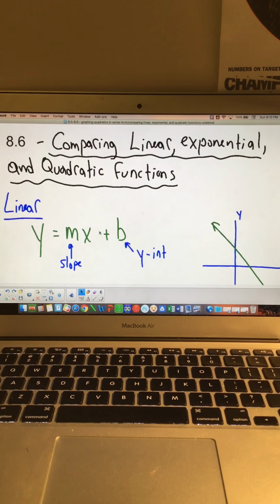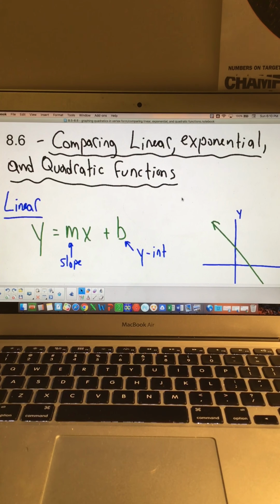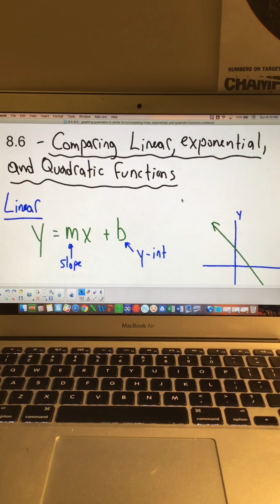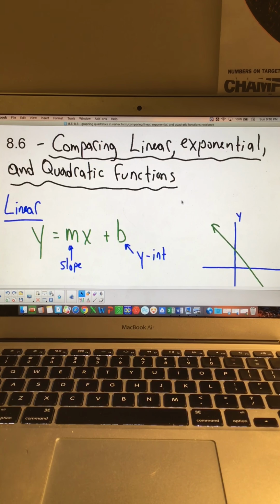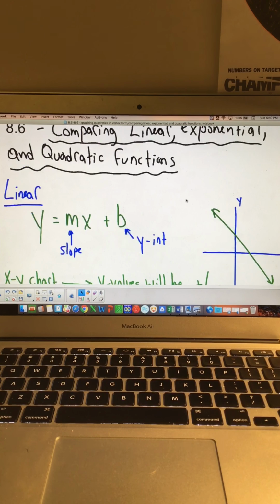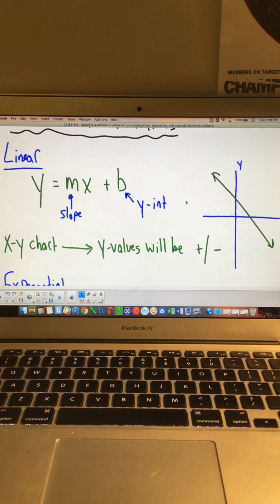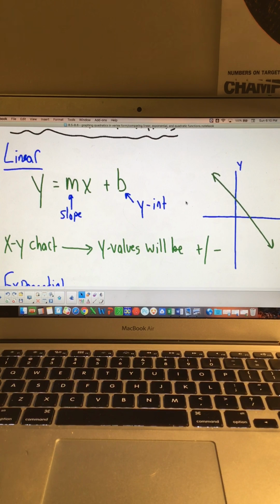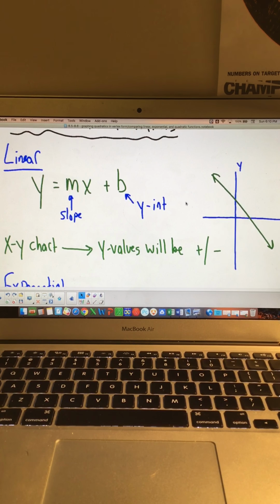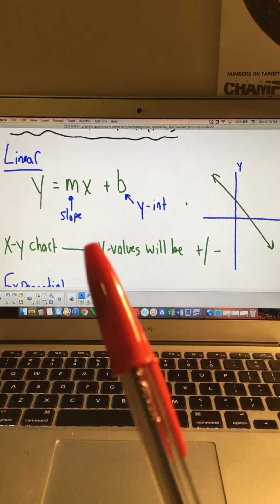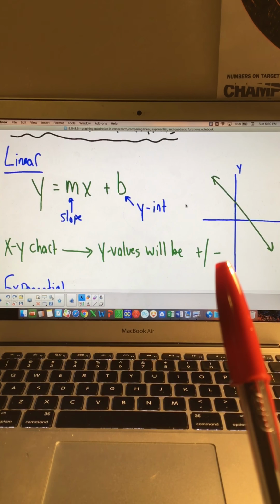Alright, and the last part of this, this one kind of goes quick because now we put the whole big picture together, right? Linear, exponential, and quadratic functions. We talked about all three now. So, going through the quick roll call, how are we going to know which is which? Linear, y equals mx plus b. We know what the slope and y-intercept are. We know that in the x and y chart, the y values, we're going to see an adding and subtracting pattern.